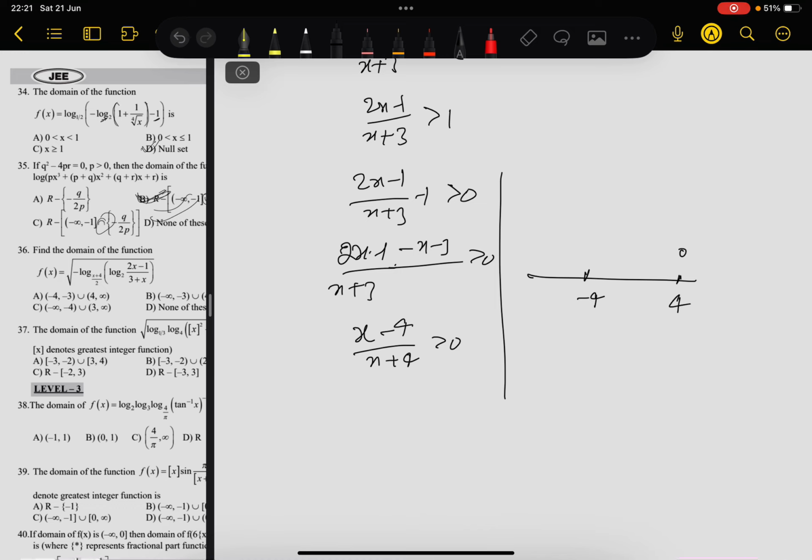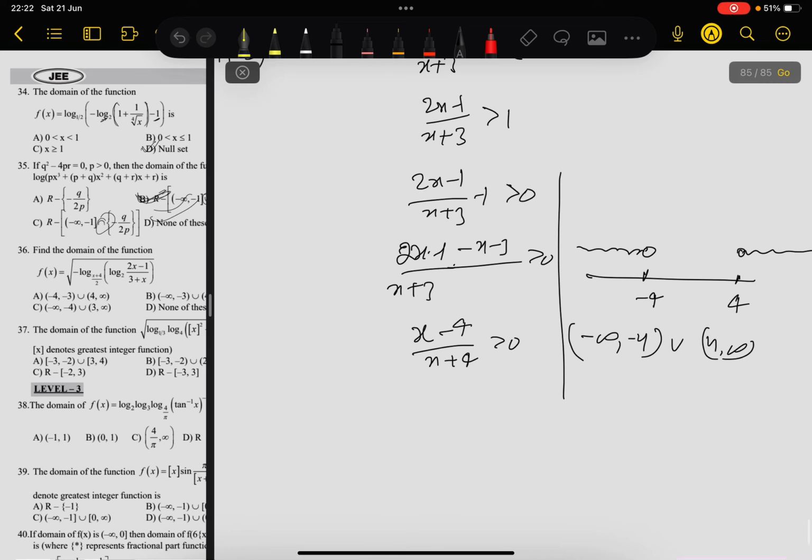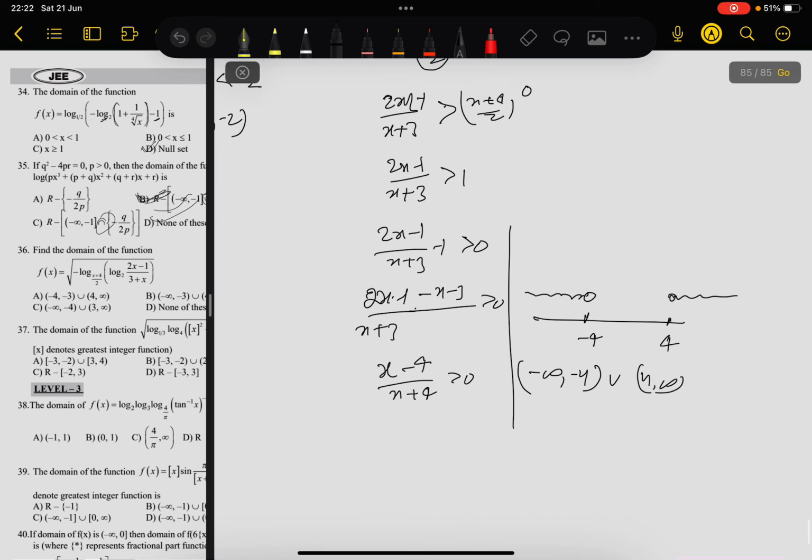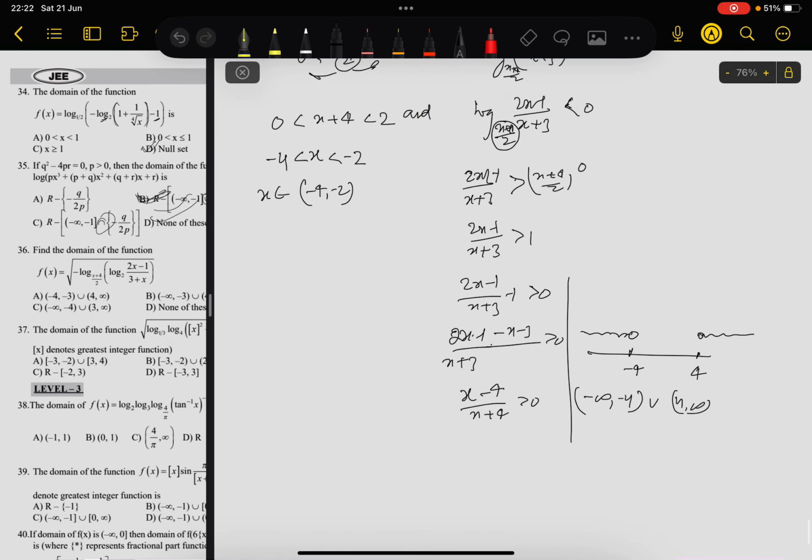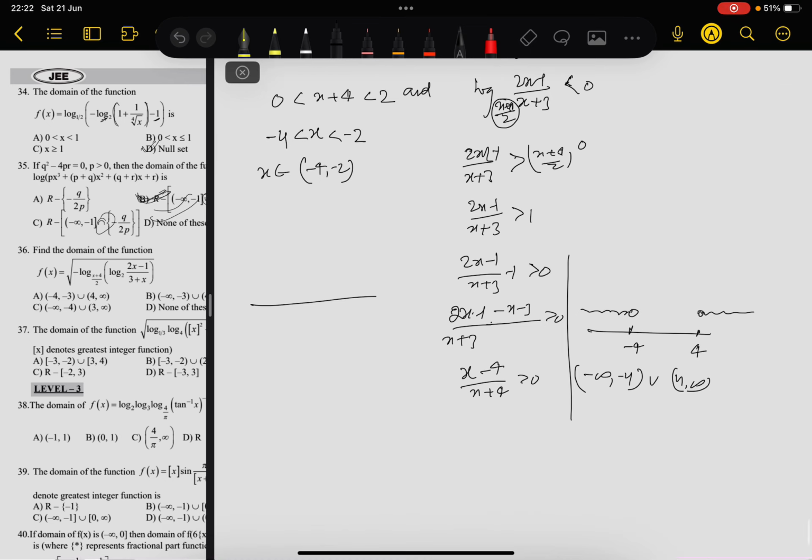Greater than means outside the roots is the answer, sorry, beyond the roots. So minus infinity to minus 4, union 4 to infinity. Both roots are also not included because equality is not there, right? So this is the answer. Now let's take the intersection between minus 4 to 2 and this solution. So from case 1 we are getting overall solution minus 4 to minus 2, right?